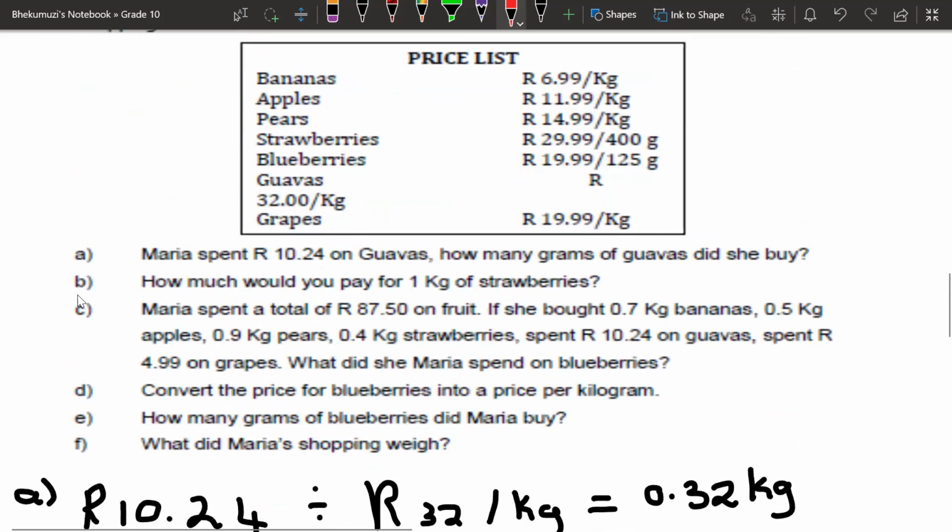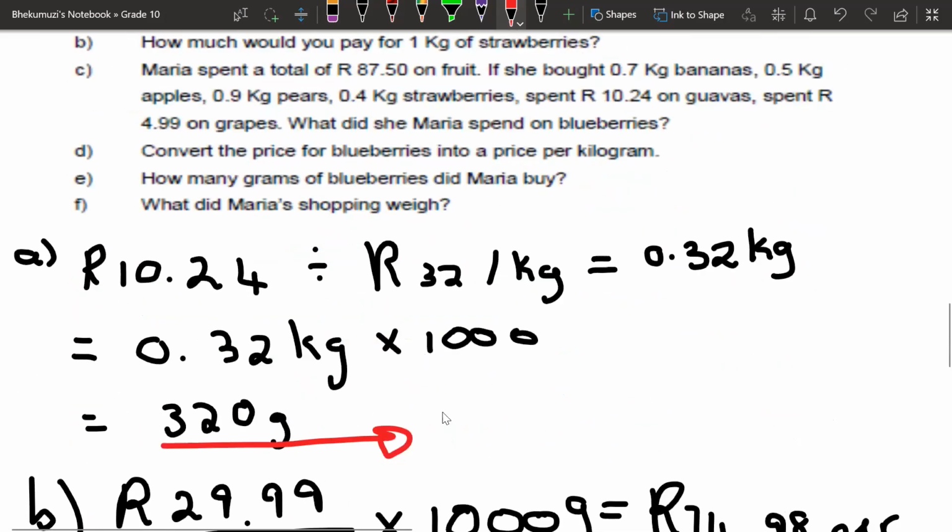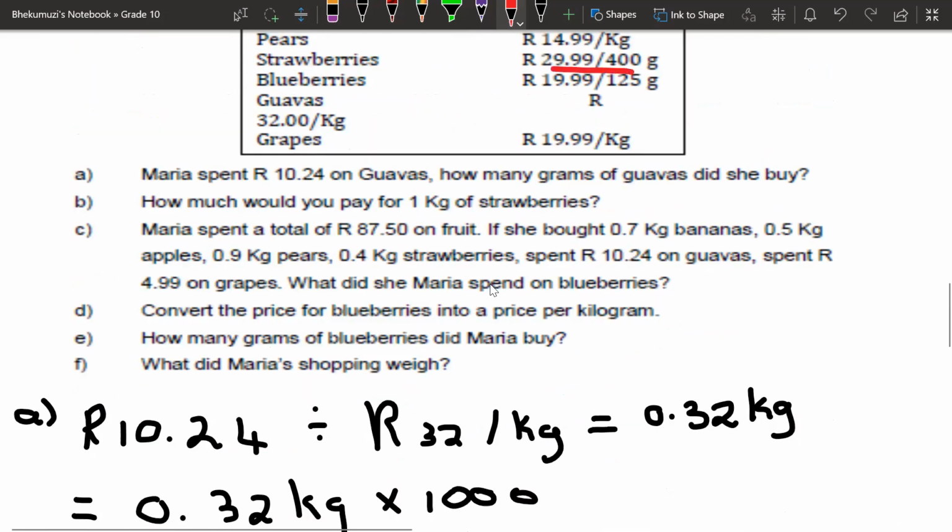Okay, and then B, it says, how much would you pay for 1 kg of strawberries? So 1 kg of strawberries. Now, as you can see, they told us it's 400 grams, right? Now, if we want to pay for 1 kilogram of strawberries, remember, 1000 grams is equal to 1 kilogram. All right. So 1000 is equal to 1 kilogram.